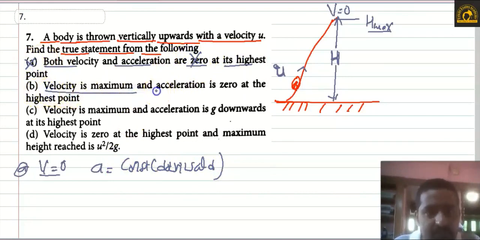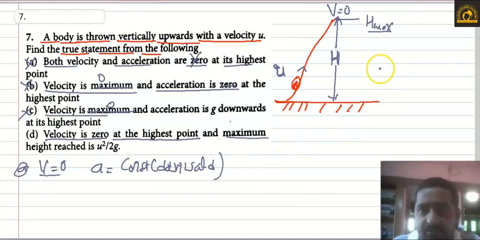Velocity is maximum and acceleration is 0? No, velocity is 0, so this is wrong. Velocity is not maximum. Acceleration is 0 at the highest point? No, the acceleration g is downward at the highest point. Velocity is 0 at the highest point. And the maximum height reached is u square divided by 2g.